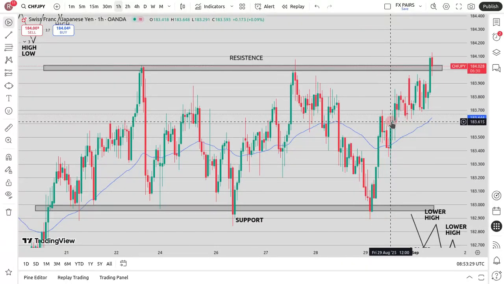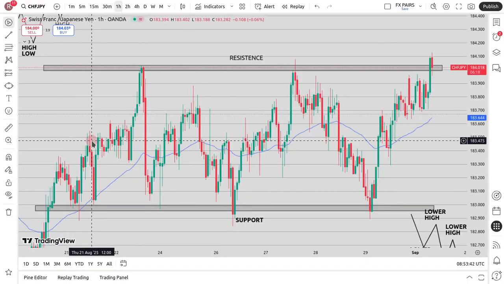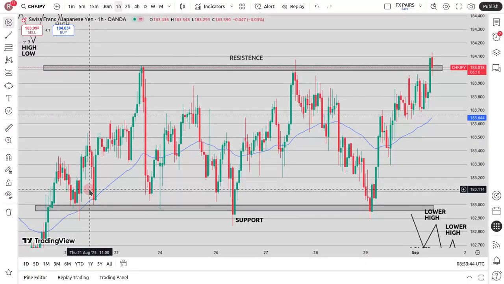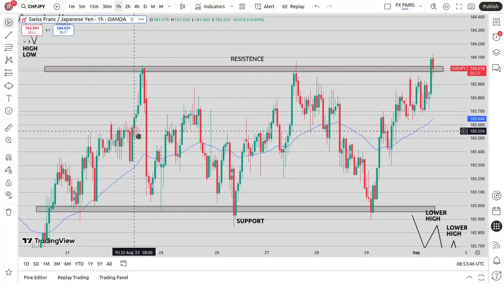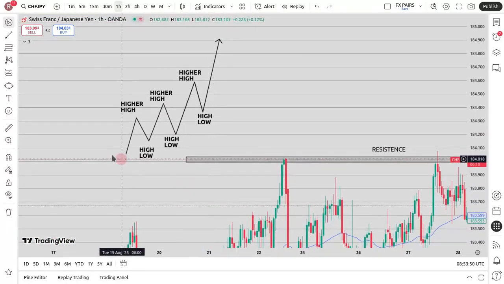So I'm going to show you how to analyze the market in 3 simple steps. 1. Identify the trend. So if price is making higher highs and higher lows, that's an uptrend. Just like here, we are making higher highs and higher lows, that's an uptrend. And I also tried to illustrate it for you right here.